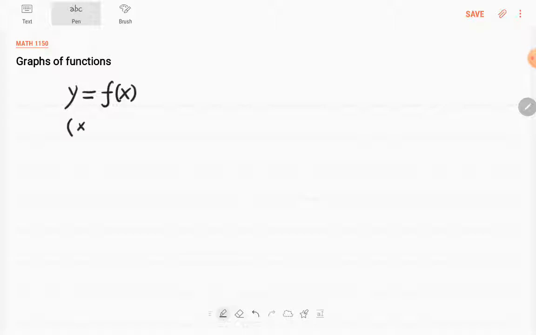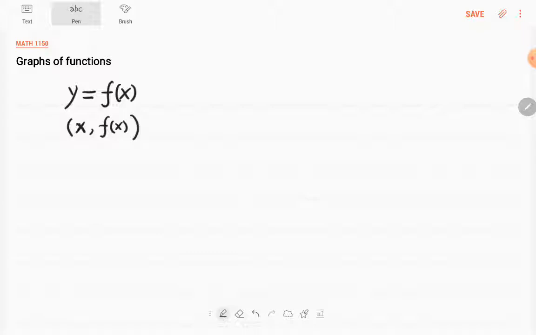So we can form a pair of points. The first one is the input x, and the second one is the output, right? You can use the input as the x coordinate, and the f of x, or y values, as the output, as the y coordinate. So that represents a point in the plane.